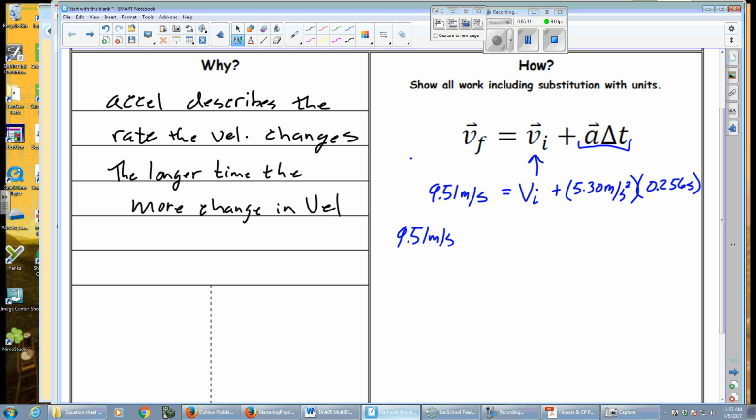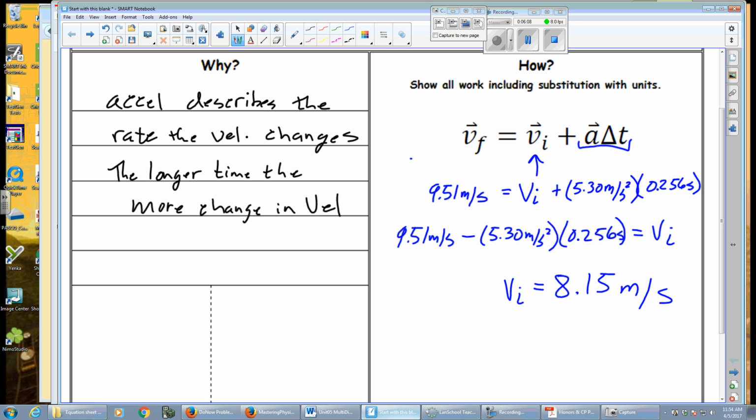9.51 meters per second minus, so I'm just going to subtract that whole term from both sides. What are you questioning about yours? Mine told me I had an acceleration of 5.30, a time of 0.256 seconds, and a final velocity of 9.51. So, I do a little calculation, I get 8.15 meters per second.